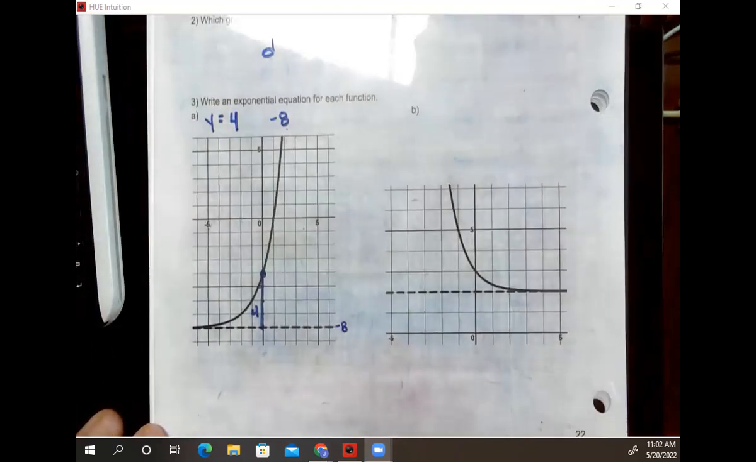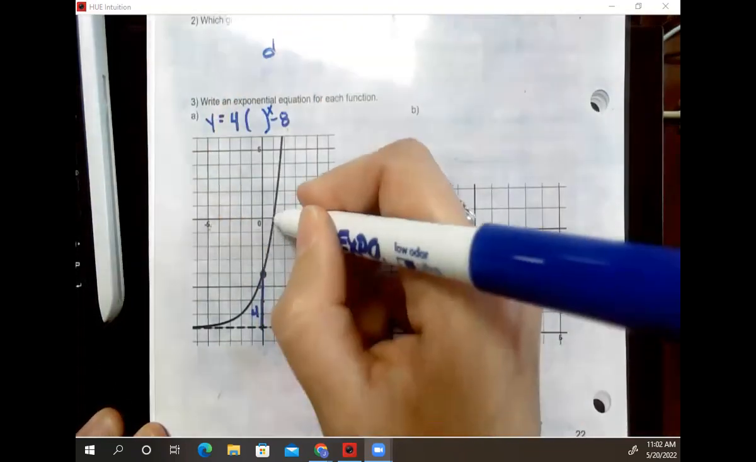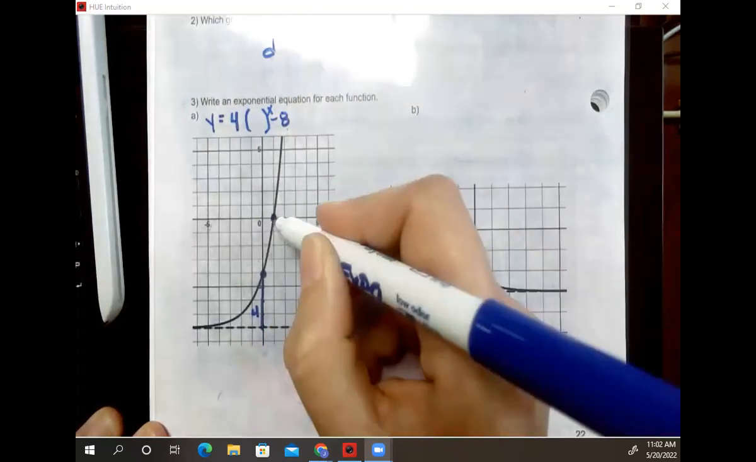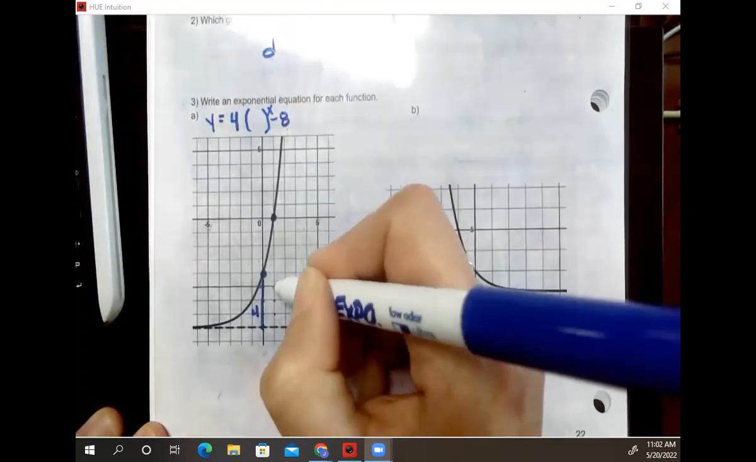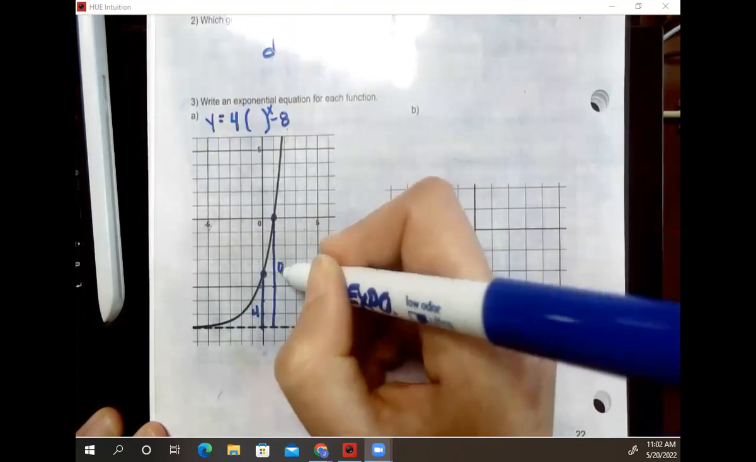And then the next thing we look at when we're graphing is what's the base for the exponent. That tells me how that distance from the asymptote changes. So I'm going to do the same thing here. I want to figure out what's the base for my exponent. So as I move forward, I look at the next point, what's its distance from the asymptote. So 1, 2, 3, 4, 5, 6, 7, 8. My distance from the asymptote is 8.